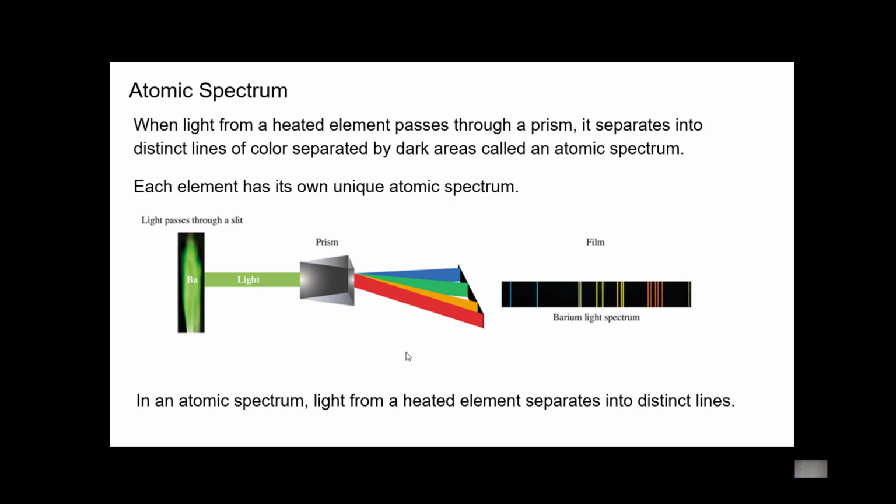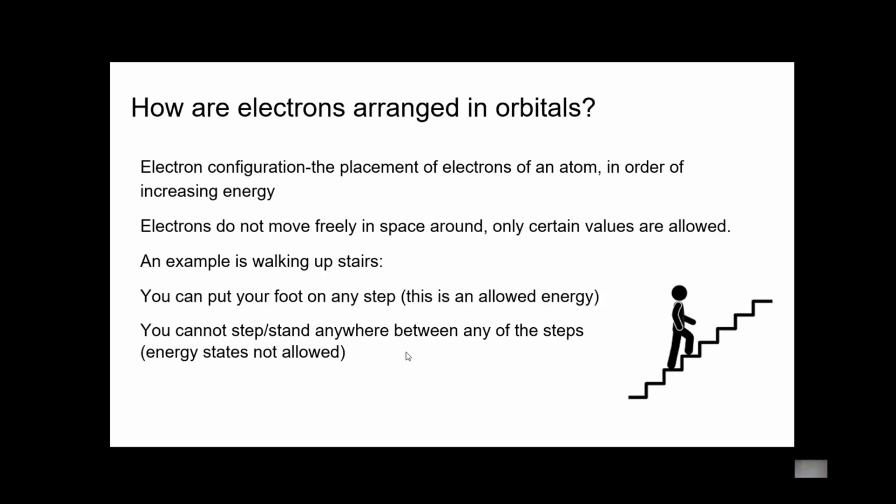So what this is telling us, if we do this for every element, is that there are energy changes occurring in that element. And we have found that what is causing these energy changes is the electron. So how are electrons arranged? We're going to break this down.